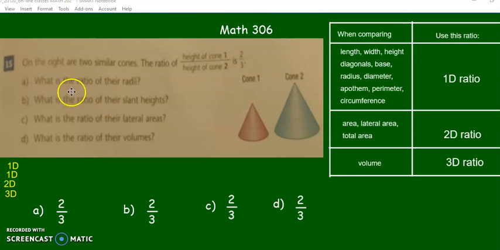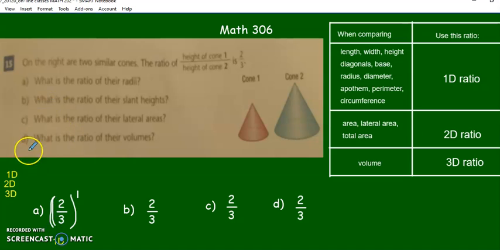So in question A, if this is the 1D ratio, then what is the ratio of the radii? Radii, or radius, is right here. It's a one-dimensional measurement. It's a distance, it's a length. It's measured in millimeters. So I would use the one-dimensional ratio for that. So letter A would be a 1D ratio, and the ratio would just be 2/3 to the power of 1. I don't have to do that at all. I can just leave it as 2/3.